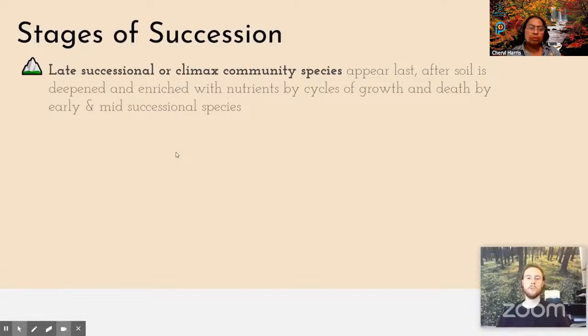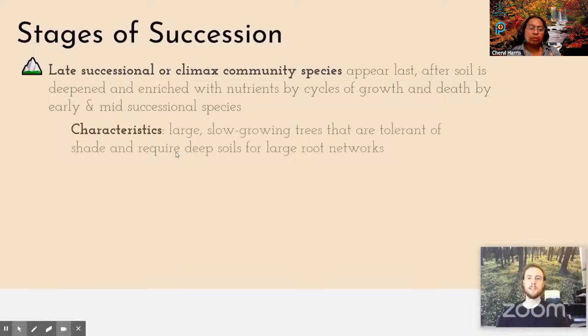All of these late successional species share some characteristics. Those would be that they are large, slow-growing trees that are tolerant of shade. Now, they take a long time to grow and develop, but they're able to develop in the shade of these mid-successional species. That's an important characteristic of them. And they need deep, nutrient-rich soil to anchor their roots because they're oftentimes very large trees that can grow to hundreds of feet tall. Maples and oaks are great examples, as well as other large trees that reach heights of hundreds of feet.